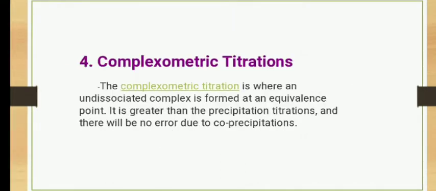The last type of titration is the complexometric titration. In complexometric titration, an undissociated complex is formed at the equivalence point. It is greater than the precipitation titrations and there will be no error due to co-precipitations.